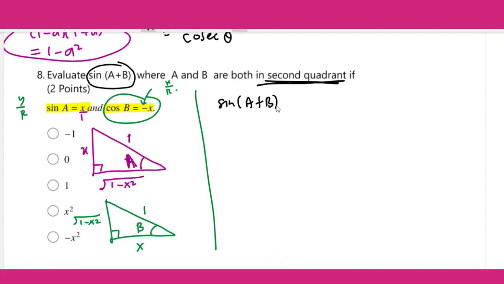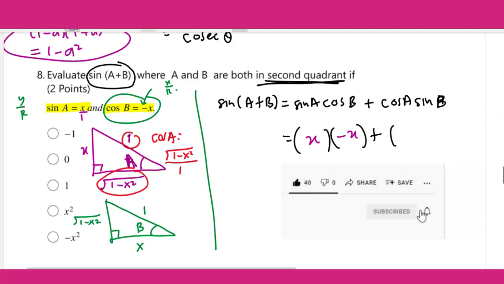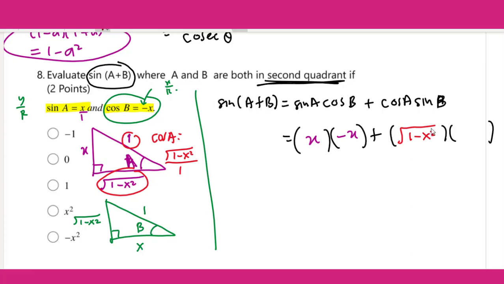Sine A plus B is equal to sine A cos B plus cos A sine B, using the compound angle formula. Now substitute the values: sine A is x, cos B is negative x. Then cos A is negative square root of 1 minus x squared over 1, because cos in the second quadrant is negative.